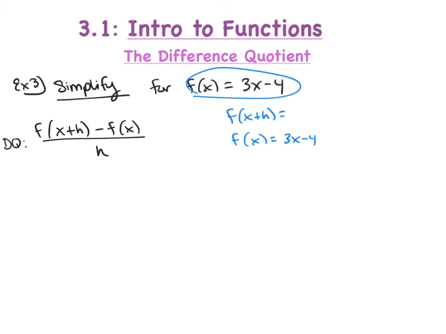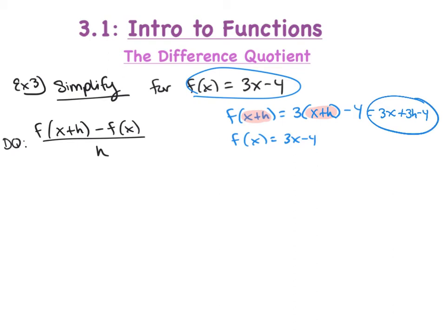F of x plus h is going to be the tricky one. So let's do the problem the same way we were doing examples 1 and 2. Everywhere I see an x in the function f of x, I'm going to put parentheses. So instead of 3x minus 4, I'm going to put 3 parentheses minus 4. And into those parentheses, I'm going to put x plus h. So that will simplify to be 3x plus 3h minus 4.